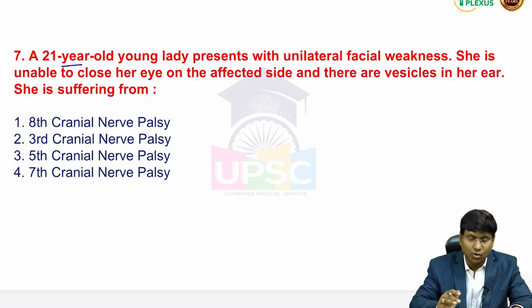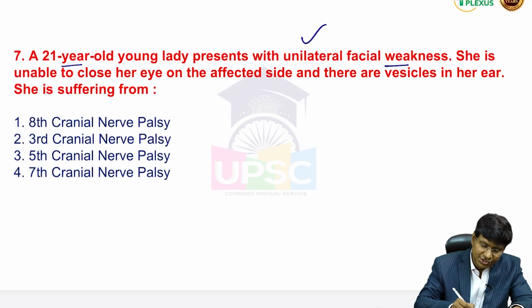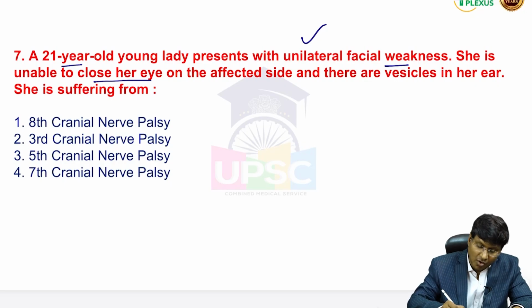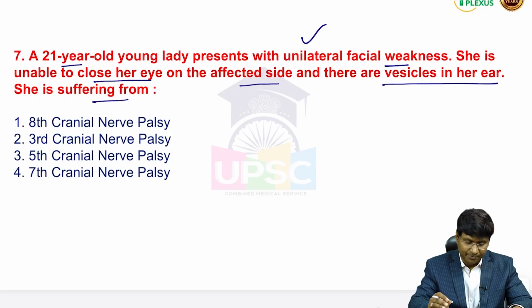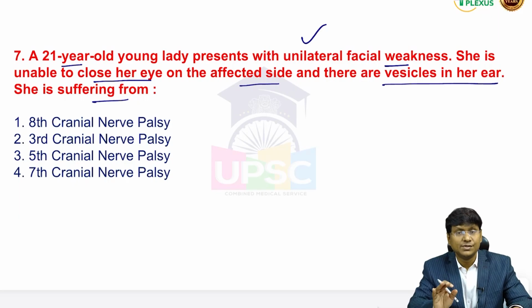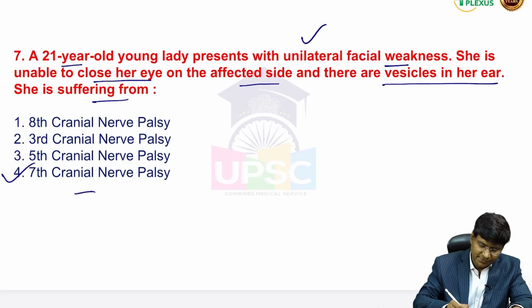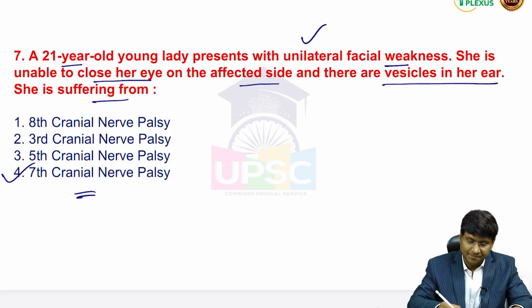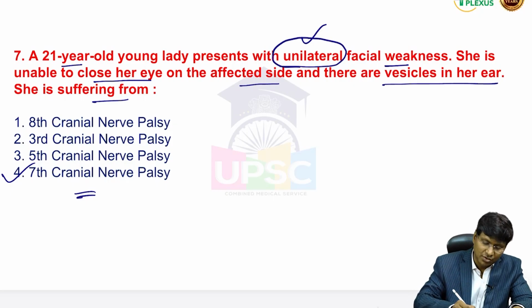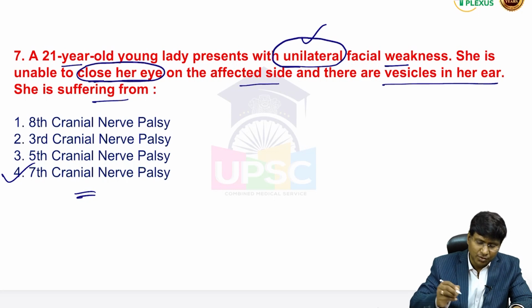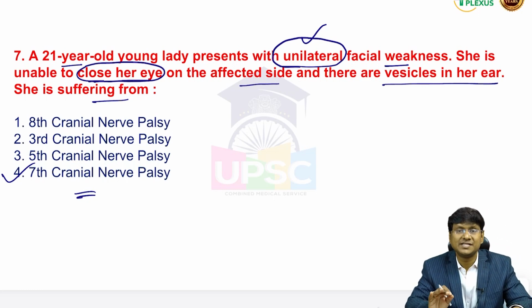A 21-year-old young lady presents with unilateral facial weakness. She is unable to close her eye on the affected side, and there are vesicles in her ear. She is suffering from 8th nerve palsy, 3rd nerve palsy, 5th and 7th nerve palsy. So the correct answer here is the 7th nerve palsy. So there is unilateral facial weakness, and she is also not able to close her eye on the affected side. So this is the characteristic feature of the 7th nerve palsy.